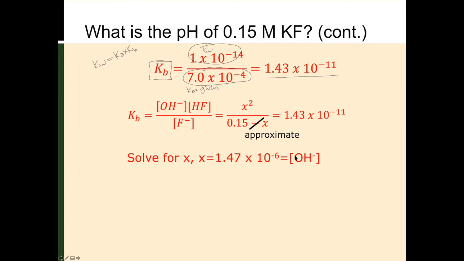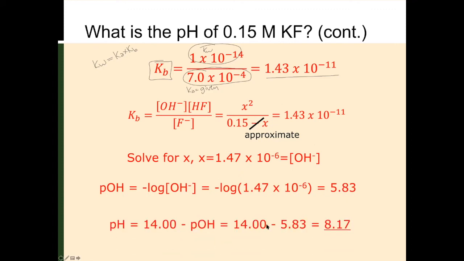So I can't go directly to a pH. Remember, the question is asking for the pH. But I can go directly to a pOH, which I can then subtract from 14 to get the pH. The pOH is just the negative log of that number, which is 5.83. Then I subtract that from 14, and you get a pH of 8.17.